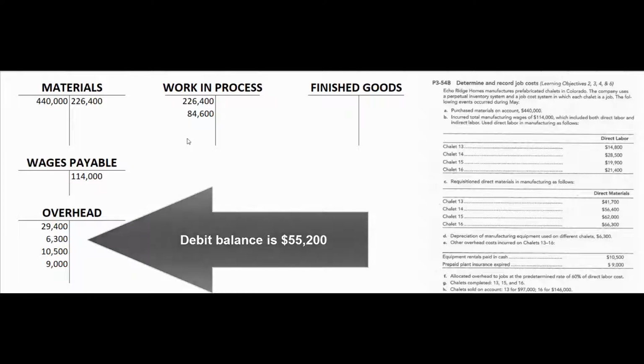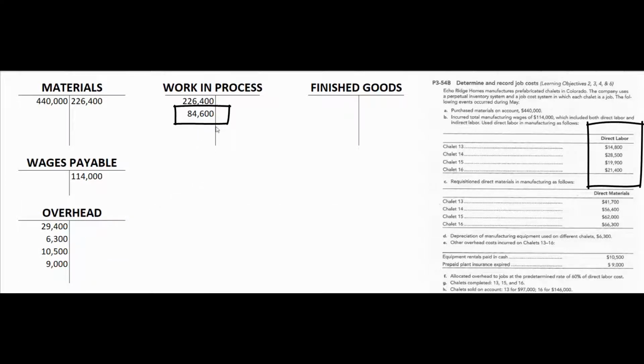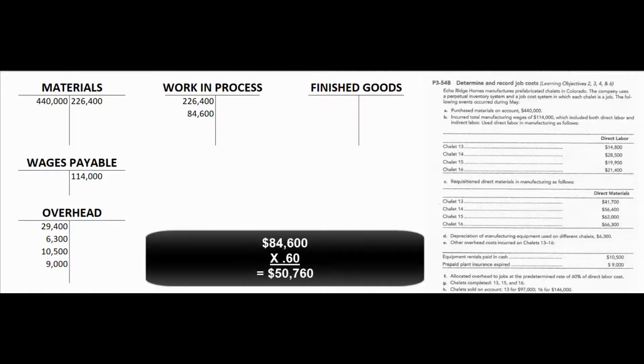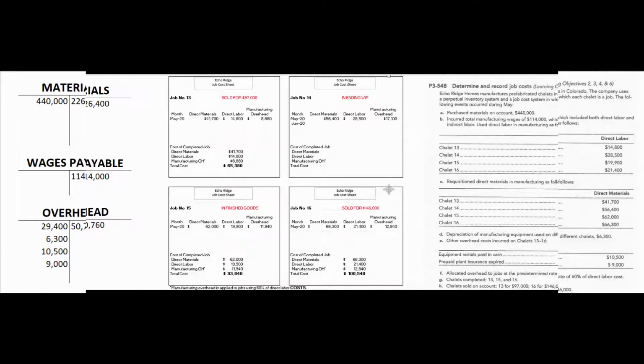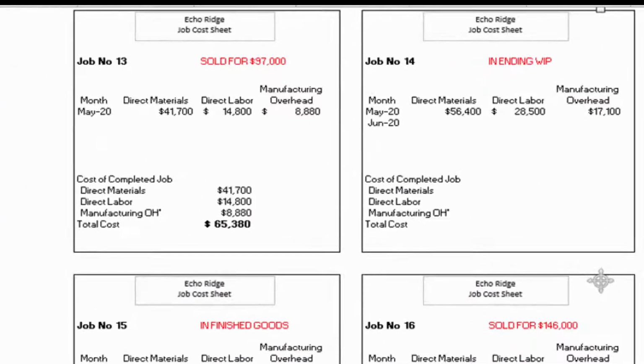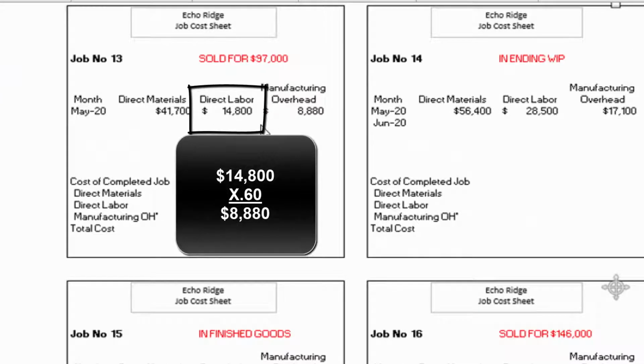We're going to use our formula, 60% of labor cost. So if our direct labor cost is $84,600, multiply that times 60%, and you get $50,760. So we're going to take $50,760, move it out of overhead into work in process, and we're going to use that same 60% rule to apply the overhead to individual jobs. For example, job 13 had $14,800 worth of direct labor. Multiply that times 60%, and you get $8,880 of overhead applied to that job.